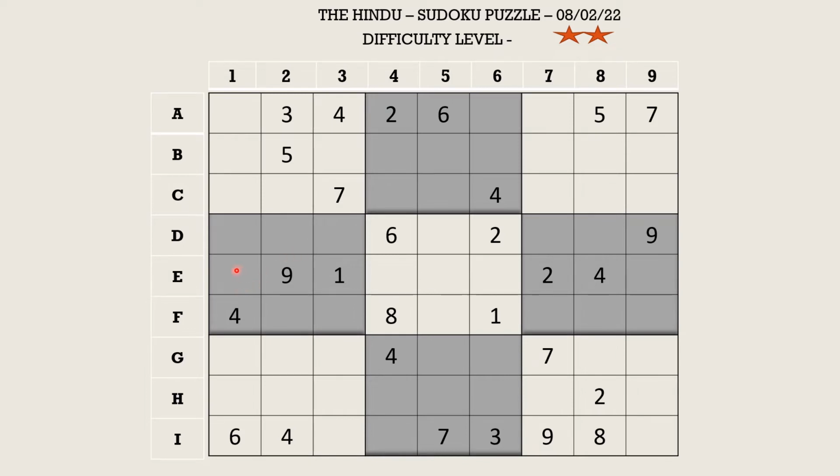As usual, let us start with the E row. There is a 6 and 8 in the central block which blocks these 3 cells. So 6 and 8 goes in either E1 or E9. E1 is blocked by a 6 here. So E1 takes 8 and E9 takes 6.